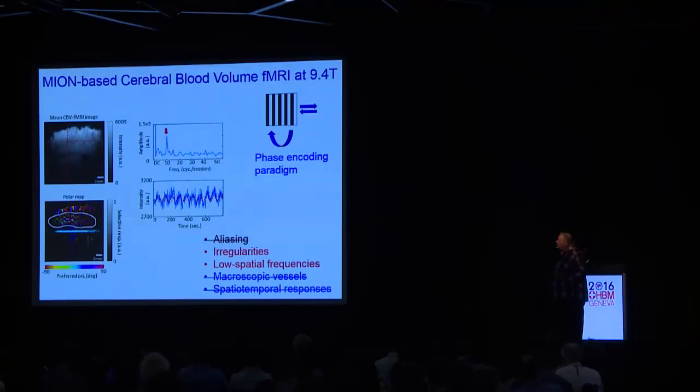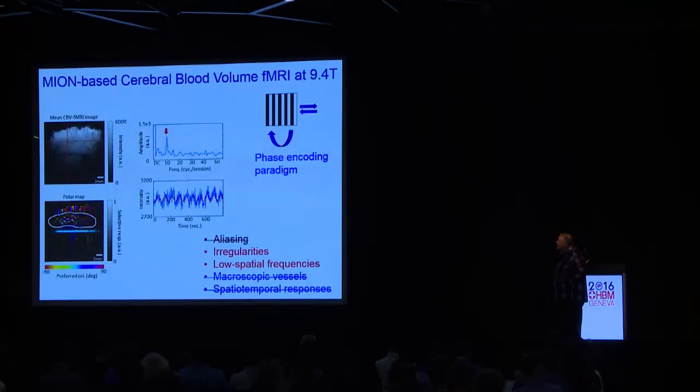When pursuing fMRI with MION, the T2 star of MION in macroscopic vessels is extremely short. Virtually all our responses are from the tissue. In addition, we use a phase encoding paradigm in which the gratings, while moving back and forth, also rotated slowly and therefore changed the orientation very slowly. This creates a situation in which the cerebral blood volume in macroscopic vessels is approximately constant. Again, that's another reason why we don't get contributions from macroscopic vessels or propagation of spatiotemporal responses.